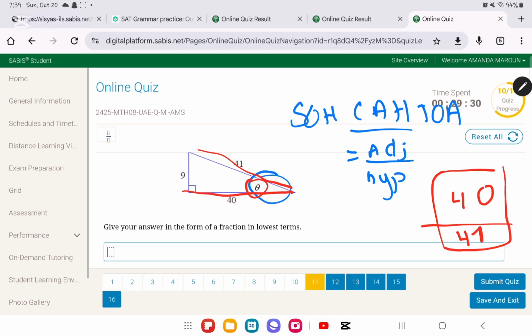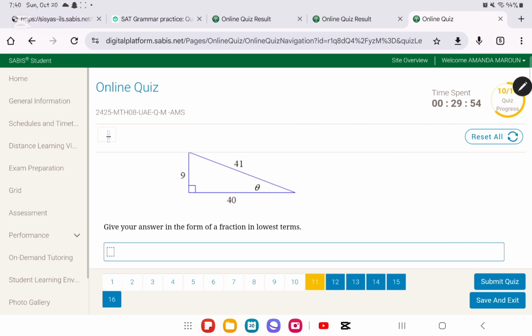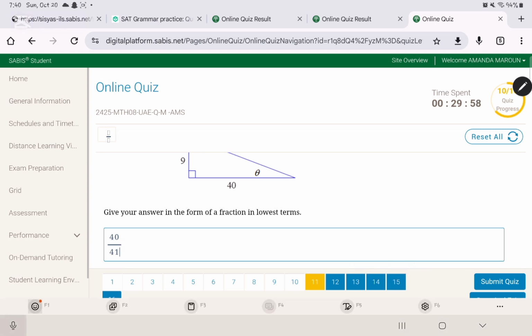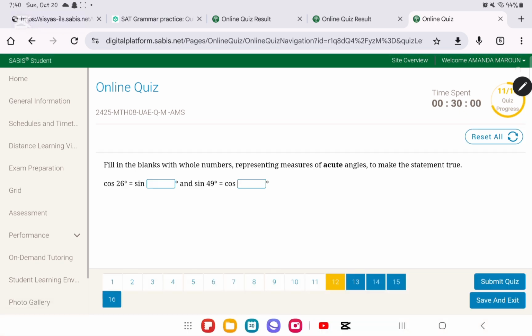Done. You see how simple it is? Once you have the tricks and the ways, you can find it really easily. So our answer is 40 over 41.